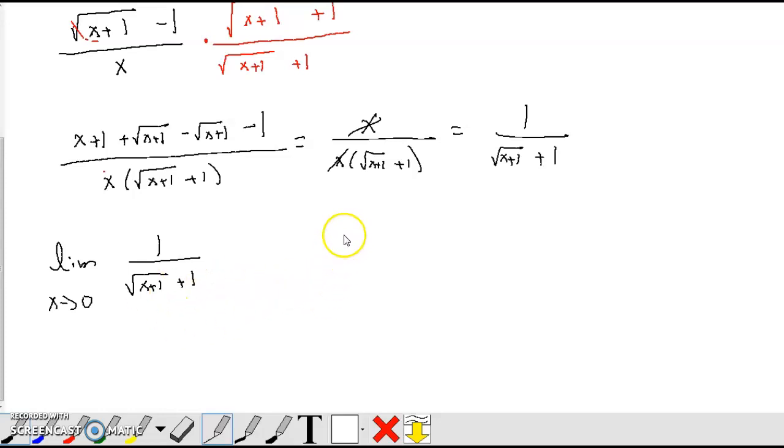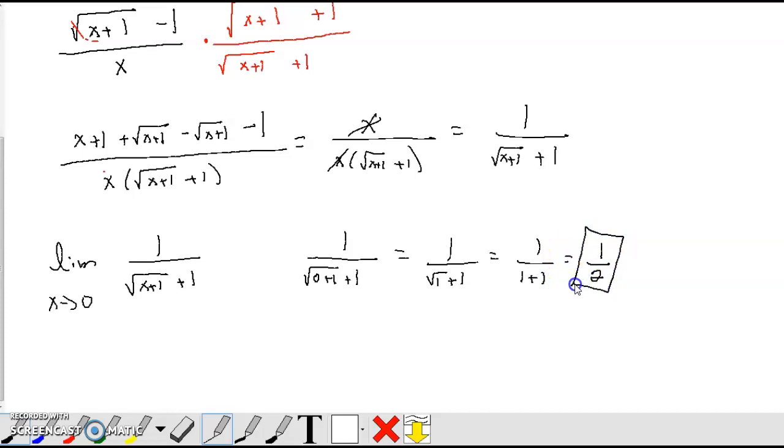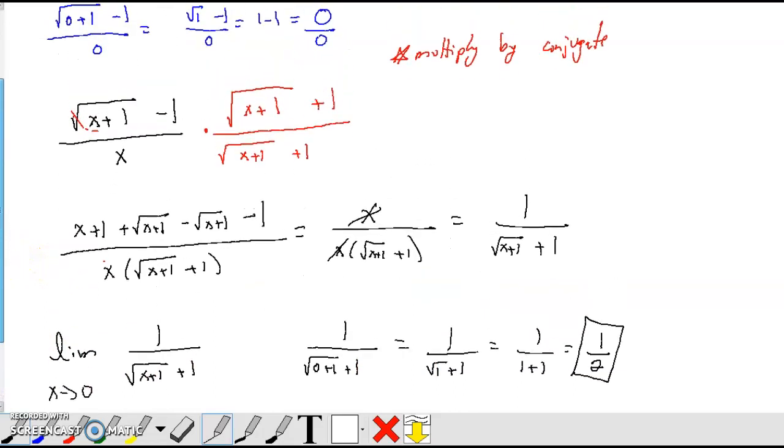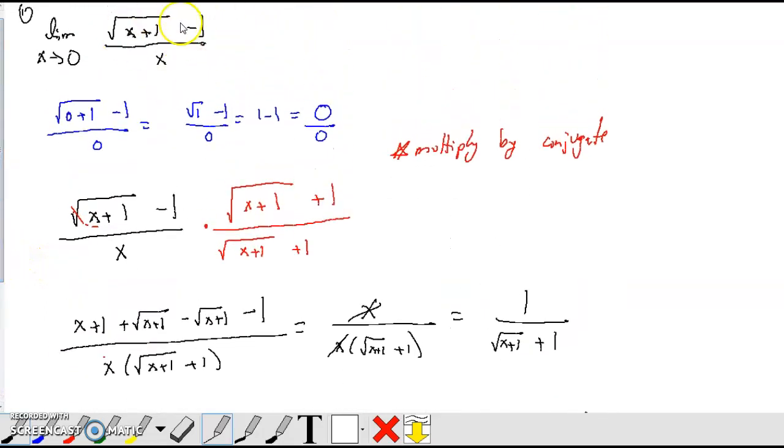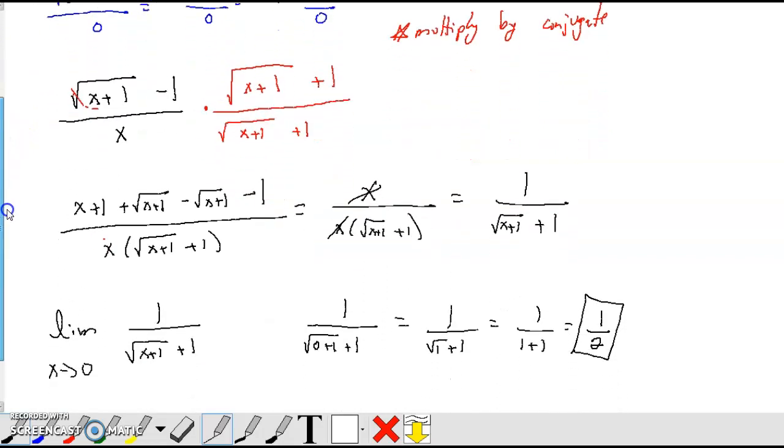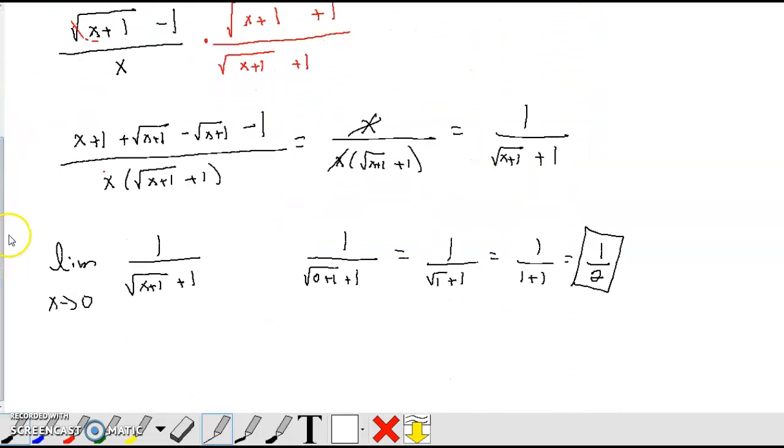Okay, so I'm going to plug it in. I'm going to say 1 over the radical of 0 plus 1, plus 1. I now have 0 plus 1, so this will become a radical of 1. Radical of 1 is just 1, and 1 plus 1 gives me 2, so the answer is a half. Okay, so notice that instead of rationalizing the denominator, I rationalized my numerator. Okay, so that's what makes this situation just a little bit trickier than before.